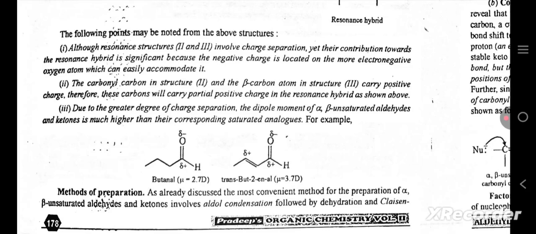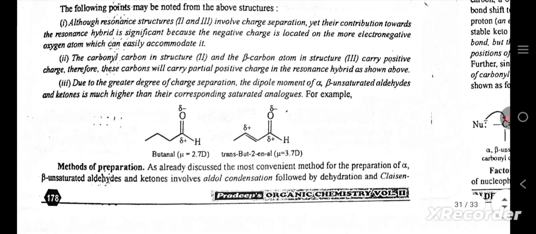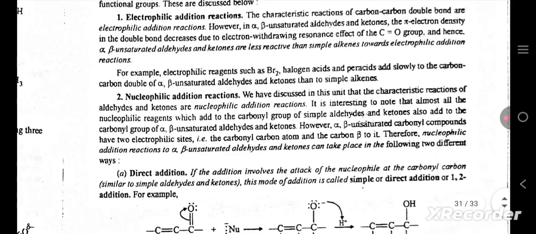Due to the greater degree of charge separation, the dipole moment of alpha-beta unsaturated aldehydes and ketones is much higher than their corresponding saturated analogues. For example, methods of preparation. As already discussed, the most convenient method for the preparation of alpha-beta unsaturated aldehydes and ketones involves aldol condensation followed by dehydration, and the Claisen-Schmidt reaction.